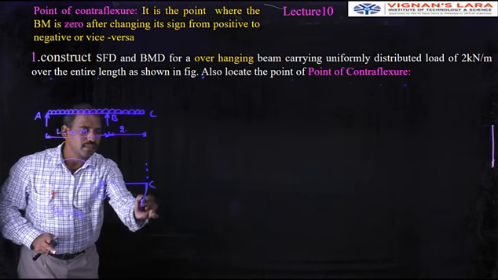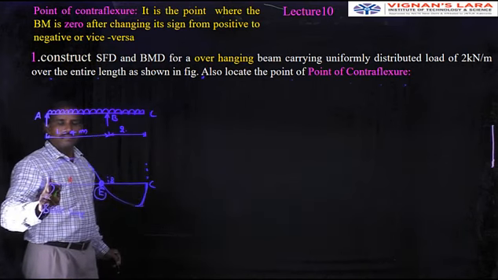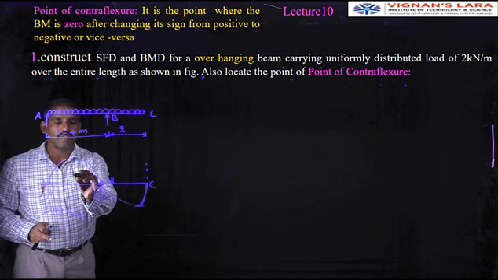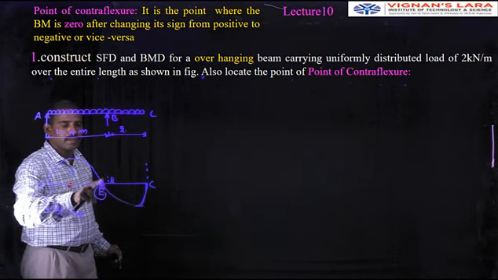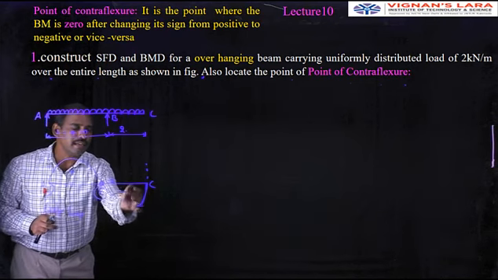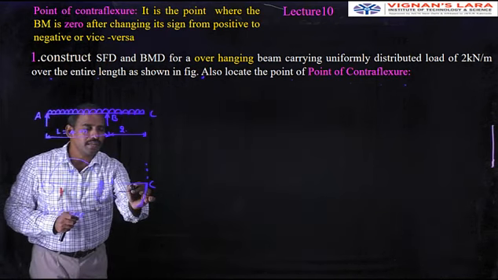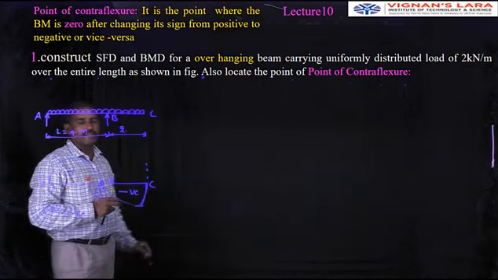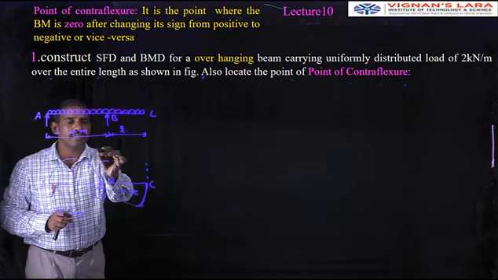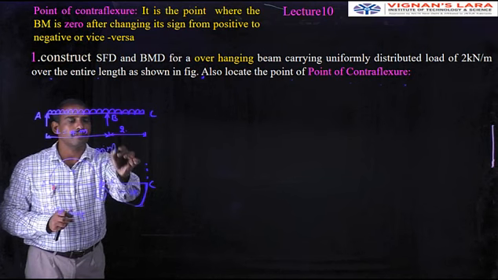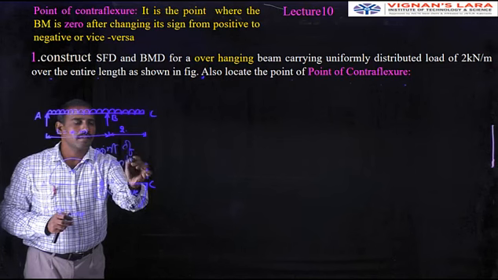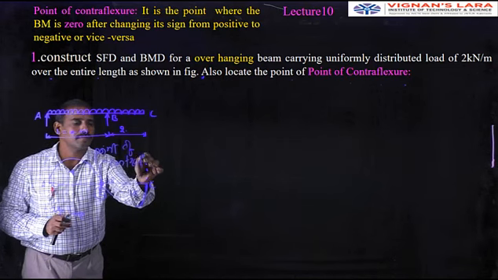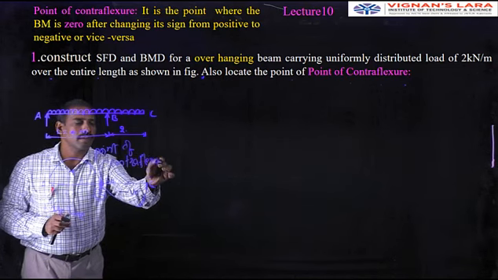It means initially the bending moment is positive in between AE and the bending moment is zero at a particular point E and its sign changes to negative. So, as shown in figure, this is called the point of contraflexure. So, this is one important concept.